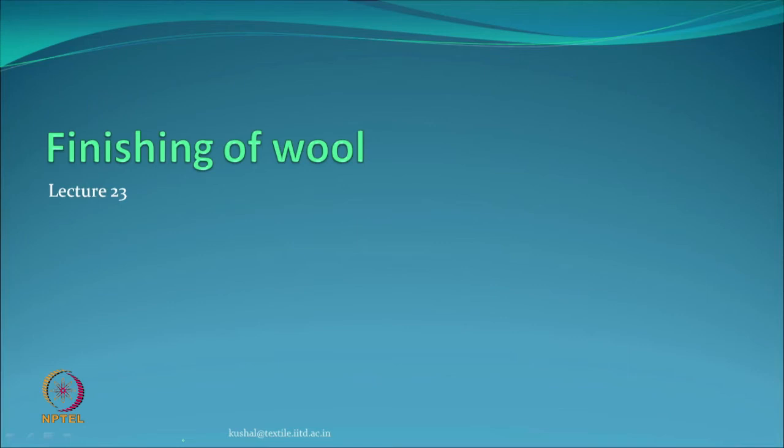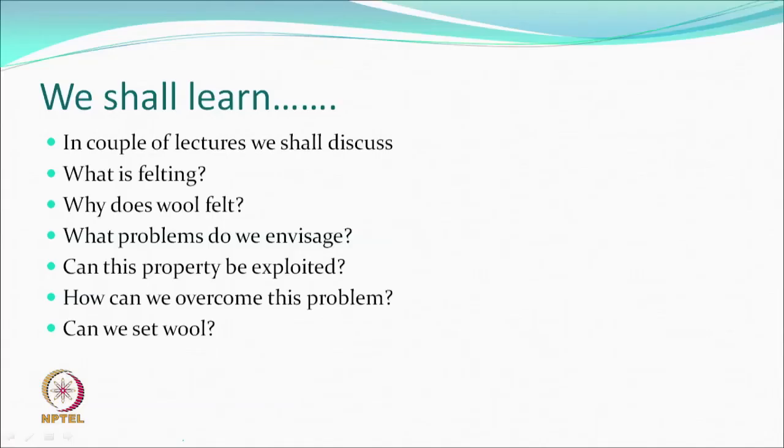In the coming couple of lectures, we shall be talking on finishing of wool. Wool is in some sense a little different fiber. It has a little different chemistry and little different morphology, particularly the surface morphology. So, what are we going to do? We will talk about something what is called felting. This is a term which was naturally associated only with wool. Of course, now felting and the felts have different products under this category. It does not have to be from wool, but that is what we will try to learn.